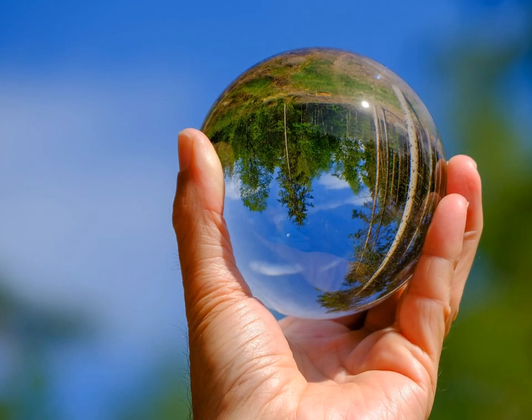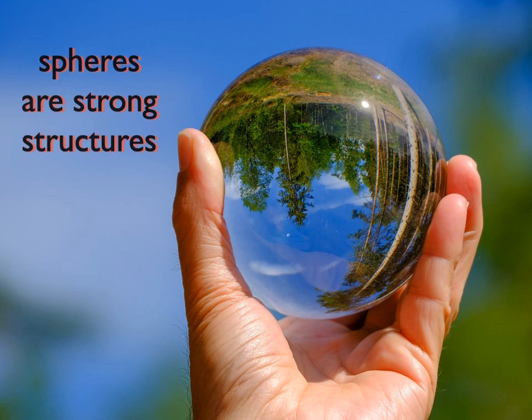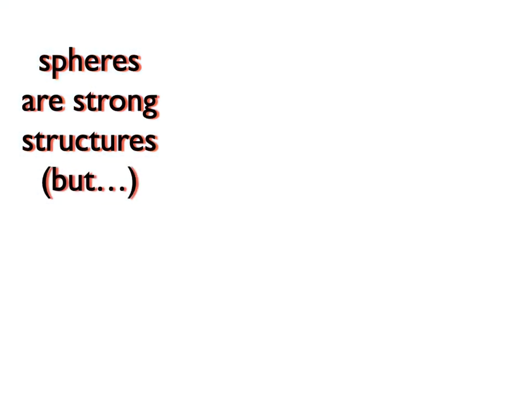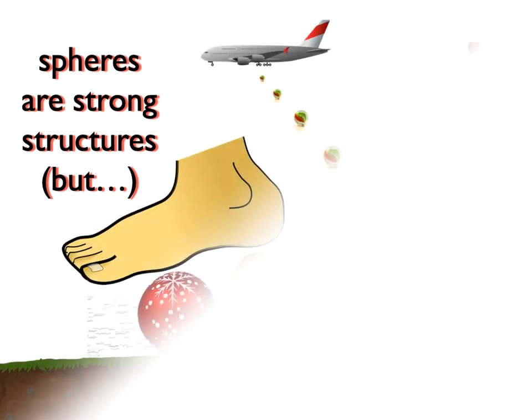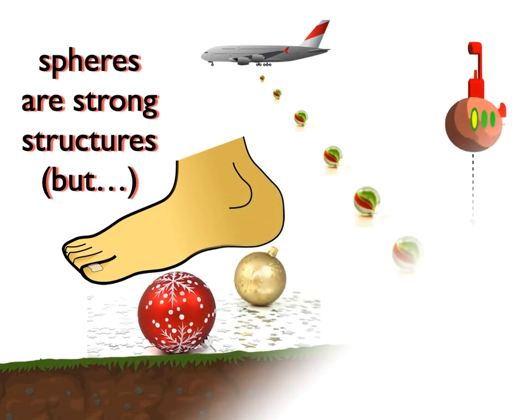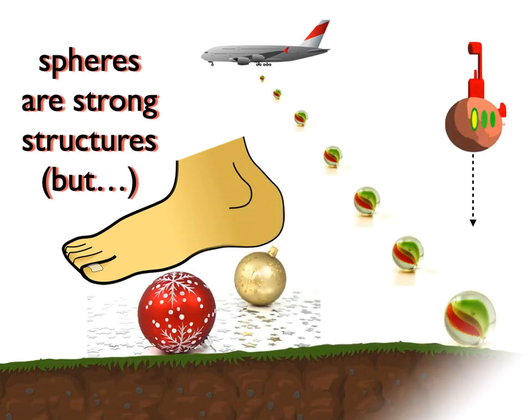As an analogy, consider the statement that spheres are strong structures. There is some truth in this, but it has to be understood in context. A sphere made of very thin glass, like a Christmas bauble, will readily break. A spherical submarine, subject to increase in depth, would eventually collapse if the pressure is sufficient. A marble dropped from a plane may not survive intact.